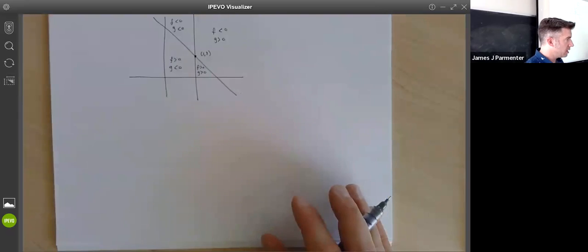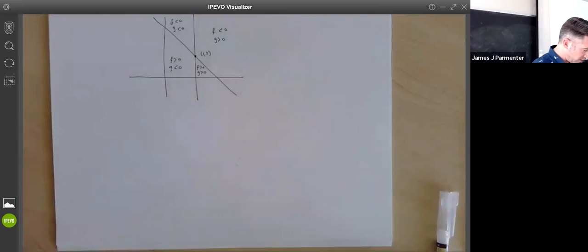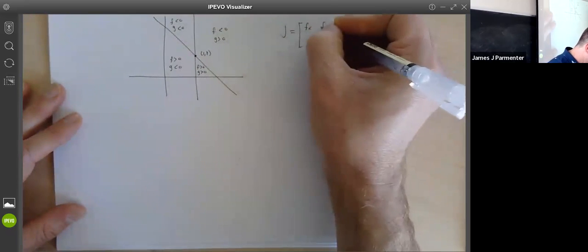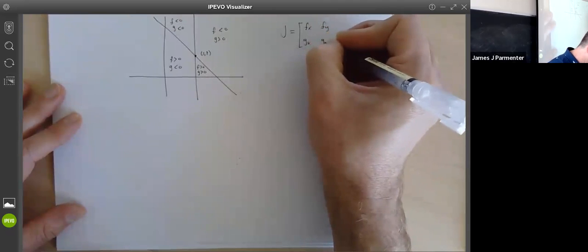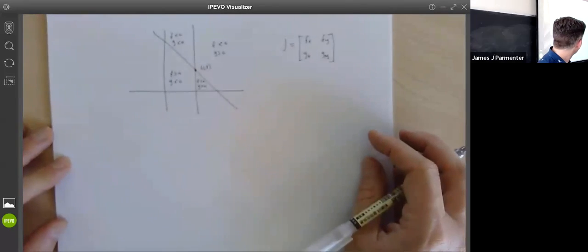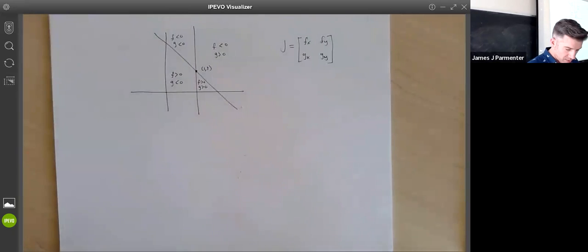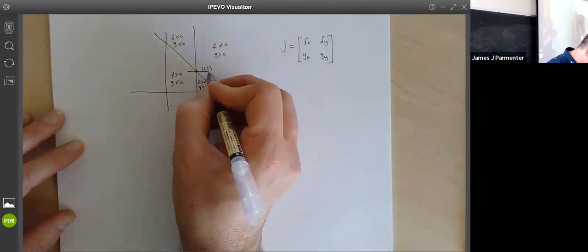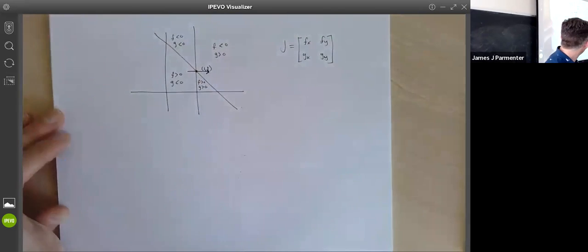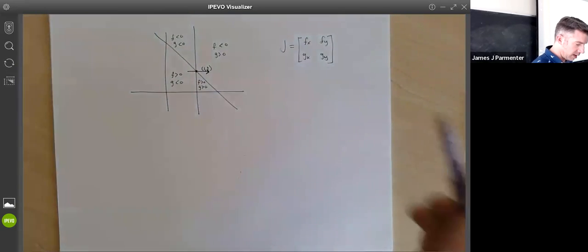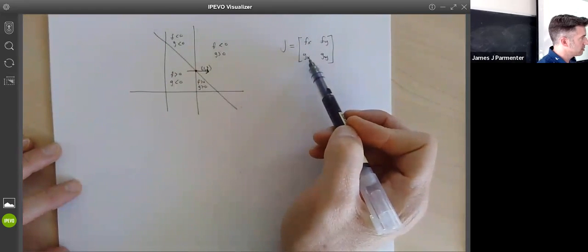Okay, so looking at that, I'm going to try and figure out what's going on with the Jacobian. I'll remind you, the Jacobian is fx, fy, gx, gy. Okay. So as we travel to the right, what's changing? x or y? x is changing as I travel to the right. So as x changes, I'm going to look at both fx and gx.